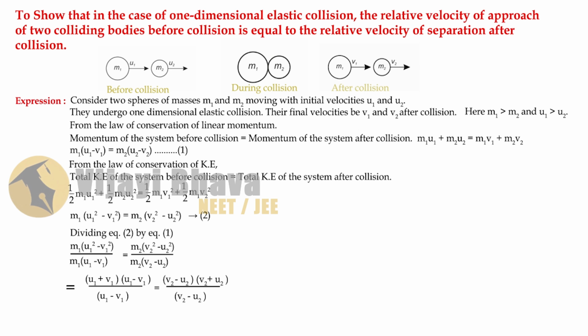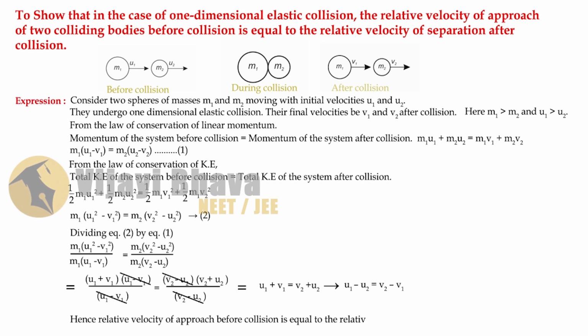Now cancel these v2 minus u2 and v2 minus u2 this side, u1 minus v1 and u1 minus v1 this side. The leftover is u1 plus v1 is equal to v2 plus u2. Otherwise, you can write the same as u1 minus u2 is equal to v2 minus v1. Thus, the relative velocity of approach before collision is equal to the relative velocity of separation after collision.